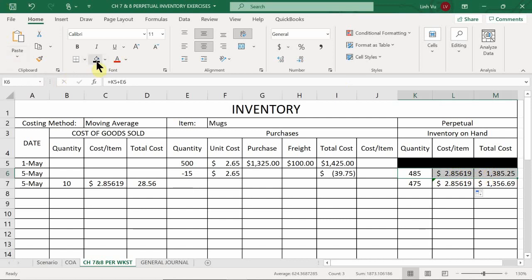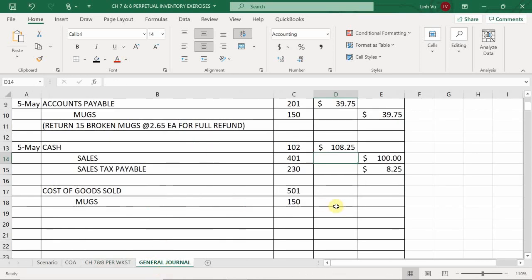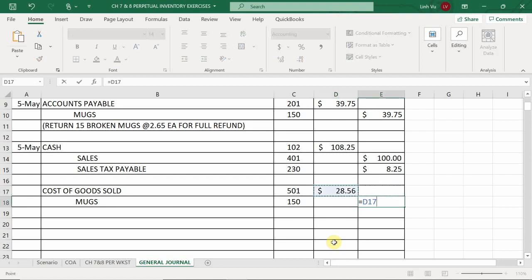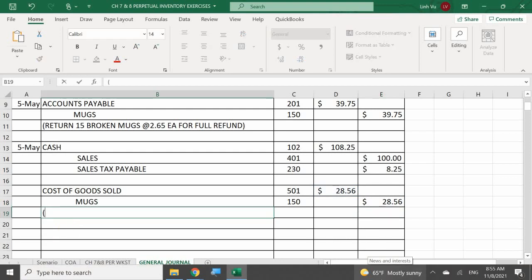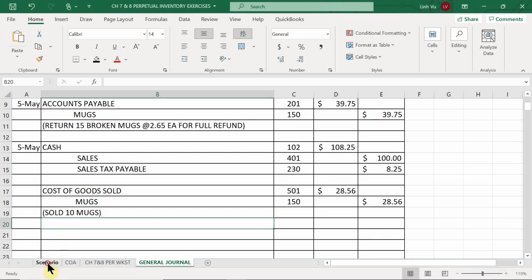Okay. Good. So I'm going to block that part off. So now I only have 475 units left available. So now I need to take this $28.56 because that is how much my cost of goods sold was for. It's for $28.56. Okay? And I'm going to make my note here that I sold 10 mugs. All right. So then let's go ahead and see what happened next.